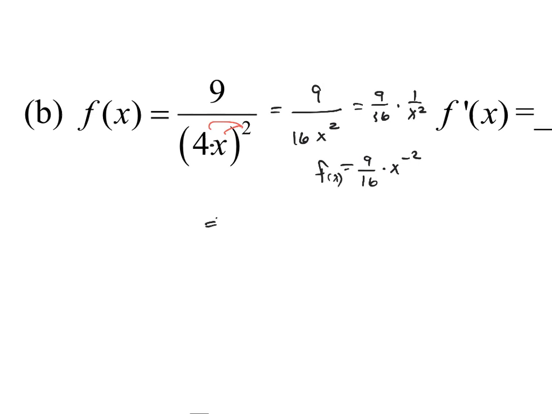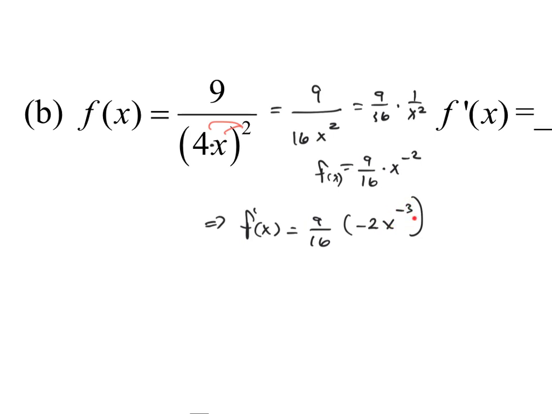Well, that tells me when I want to find that derivative, we keep that constant multiple the same. The constant multiple now is 9/16. The derivative again of x to the negative 2 would be negative 2x to the negative 3. We just figured that out. We need to do some simplification.